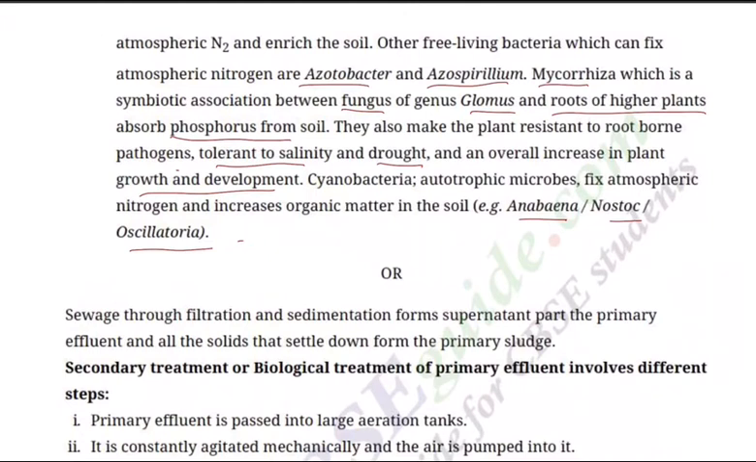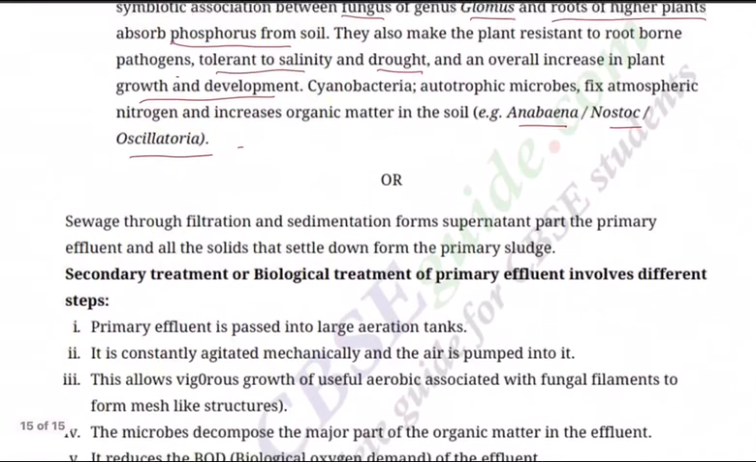Anabaena, Nostoc and Oscillatoria. This is a beautiful one, not only for exams, even for our daily life. Particularly children of farmers, please tell your parents to go for this.